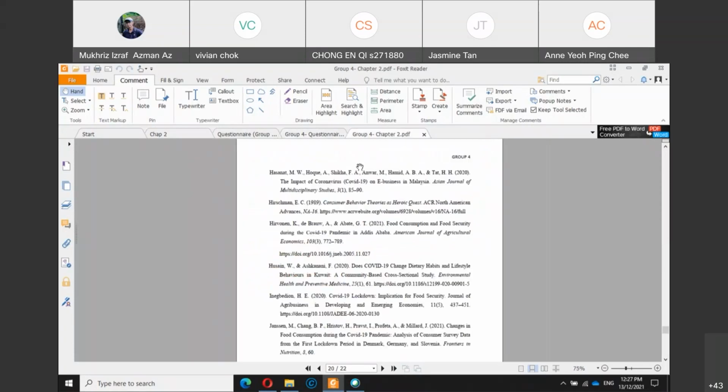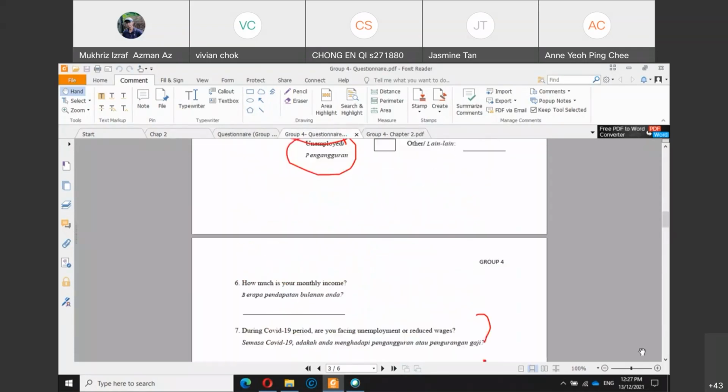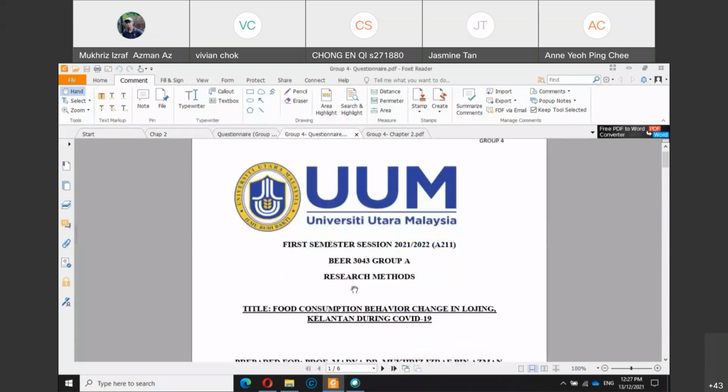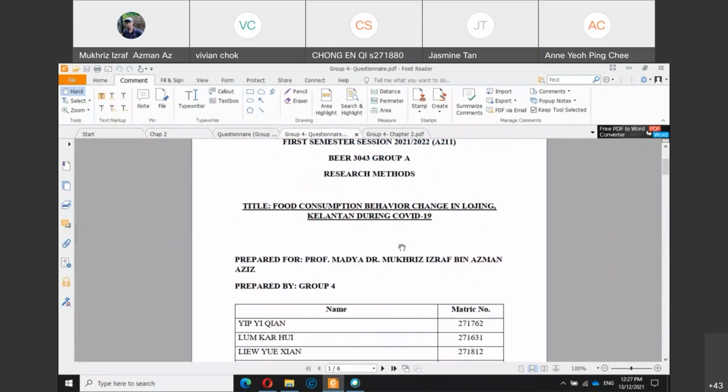Okay, group number 4. We have 9 groups. In the morning I only got 4 groups, so no problem. But for group A we have 9 groups, so I cannot spend too long discussing every single group.